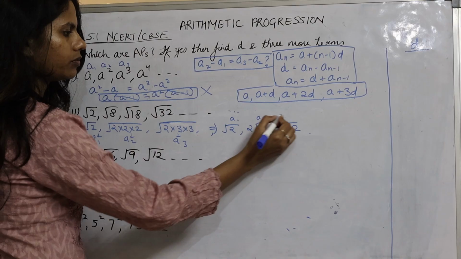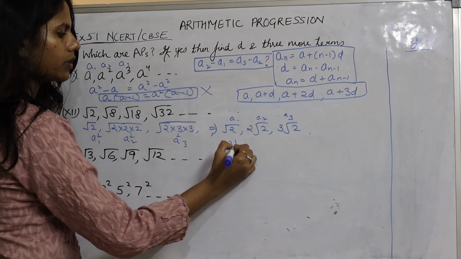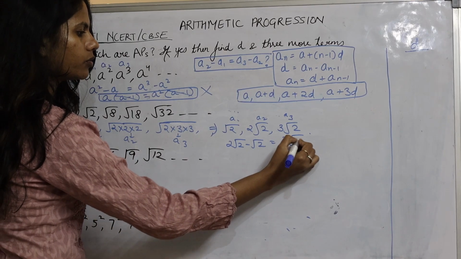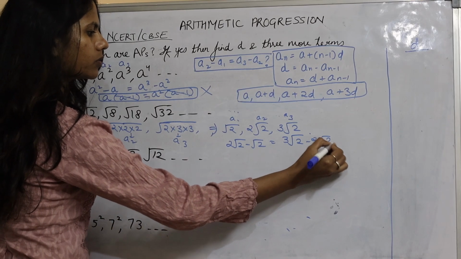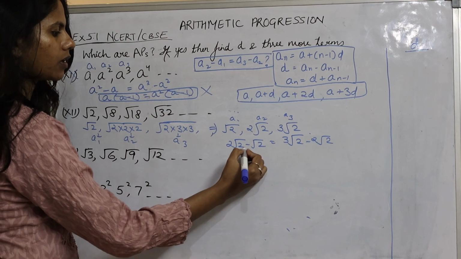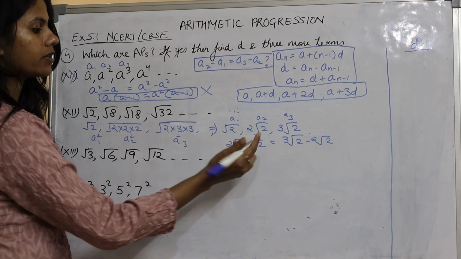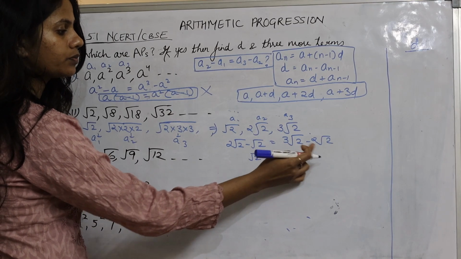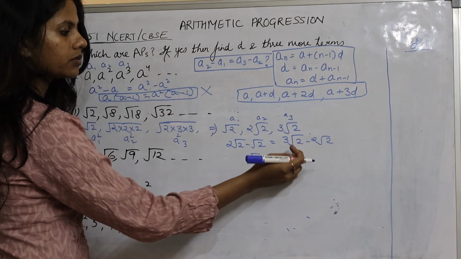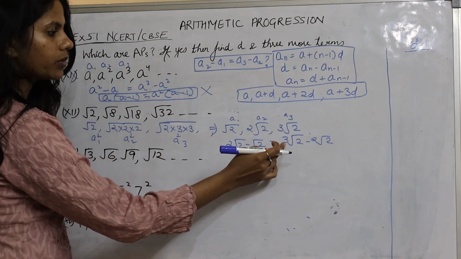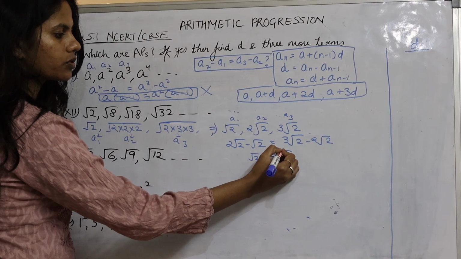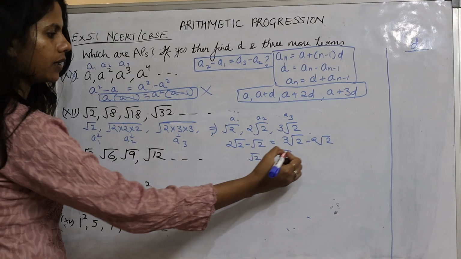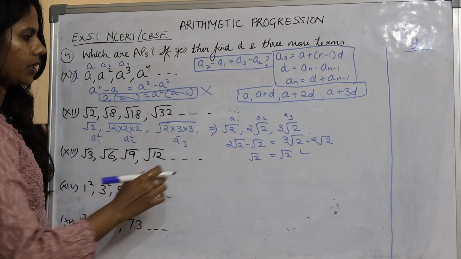Now let's try to find the difference. A1, A2, A3. So 2 under root 2 minus under root 2 is equal to 3 under root 2 minus 2 under root 2. So under root 2 we take in common 2 minus 1, so this will be under root 2. Is it equal to 3 under root 2 minus 2 under root 2? Again we take in common 3 minus 2, which is 1, so 1 into under root 2. This will also become under root 2. So yeah, this is an AP.